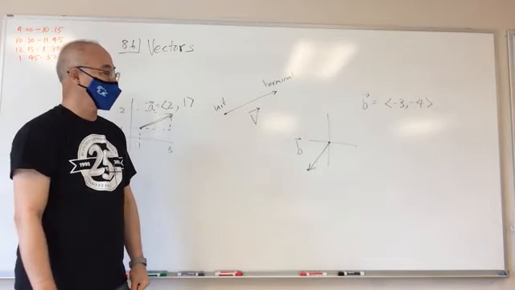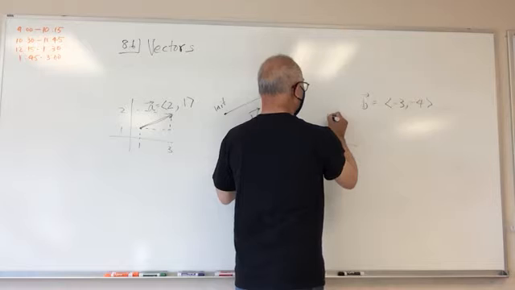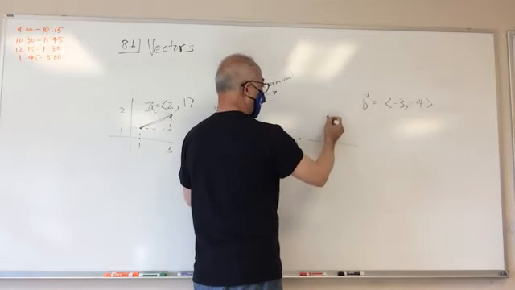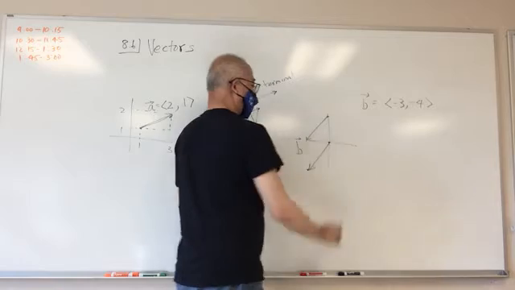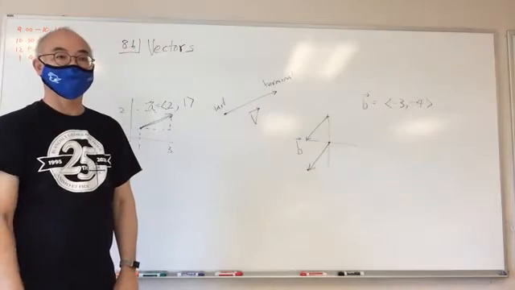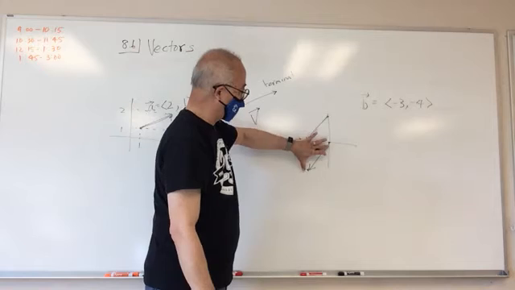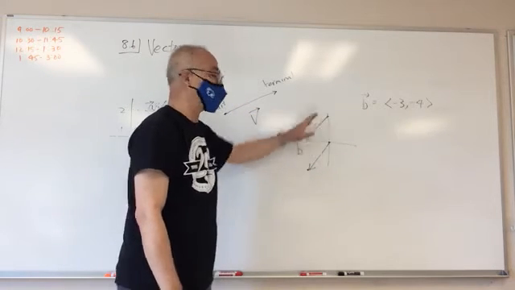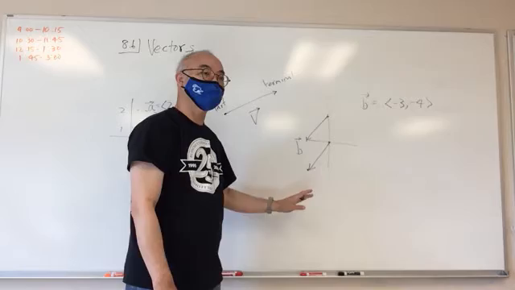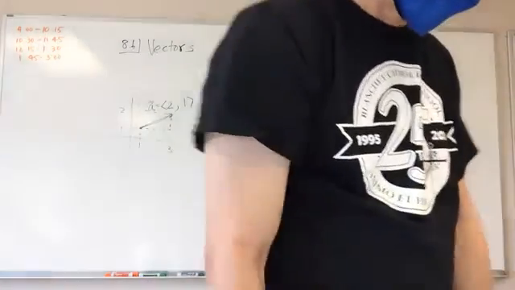Now I could have the same vector starting here, right? If I started here, I could still go over 3 and down 4. Essentially, they're the same vectors, right? Because it has the same length. It has the same direction. They're parallel. So these essentially are the same vector.